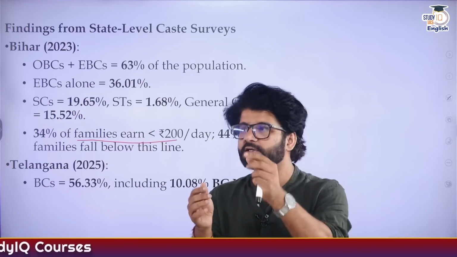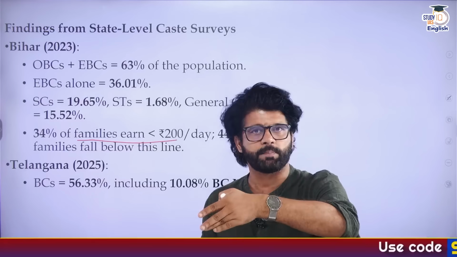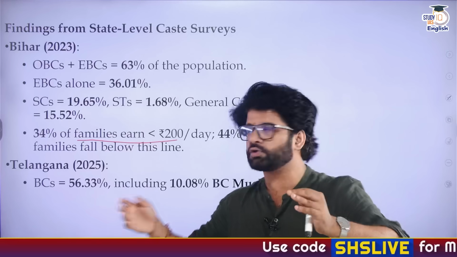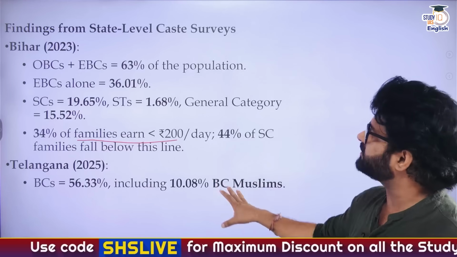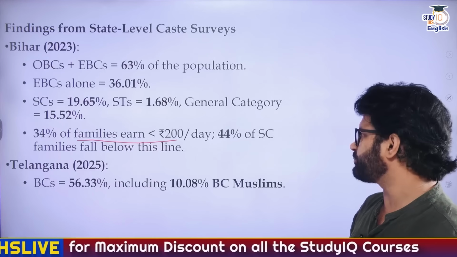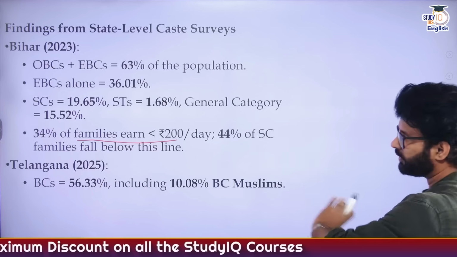And the best point is, we have to move from a top-down approach to a data-driven approach, that is the social management approach. And these caste enumerations are giving us this data. Telangana, BC is 56.33%. BC Muslims, 10.08%.